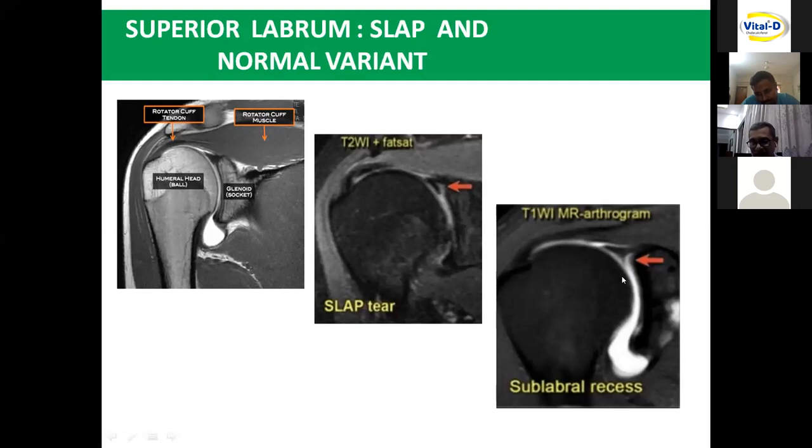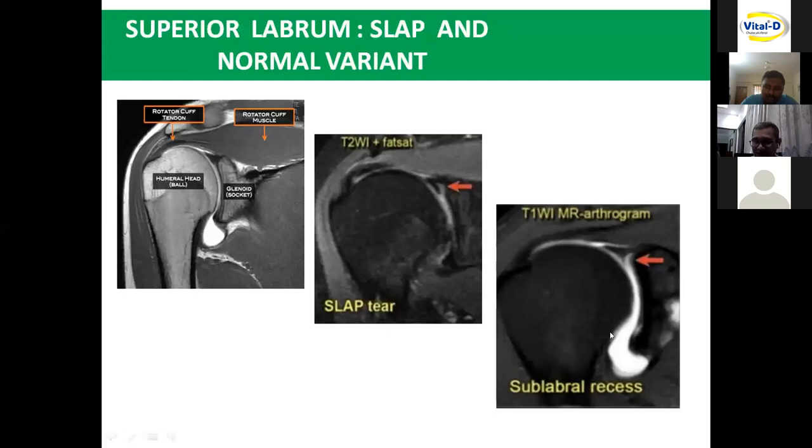How do we differentiate? You can see this image. In this high signal intensity, it is irregular and larger than this high signal intensity. One has a smooth margin, the other an irregular margin. It is pathology if it is more than 3 millimeter, but in a sublabral recess, the normal variant, it is less than 3 millimeter. Remember, it is also MRI arthrography.